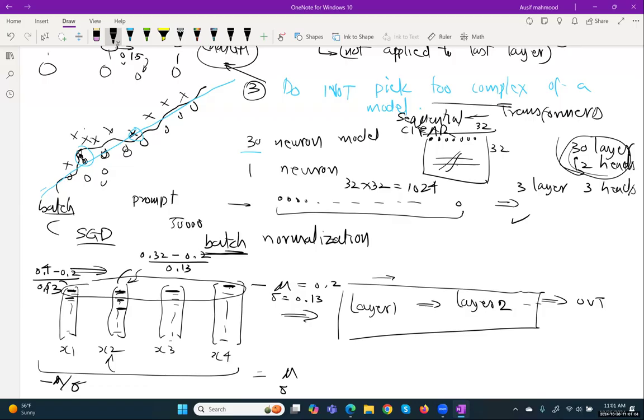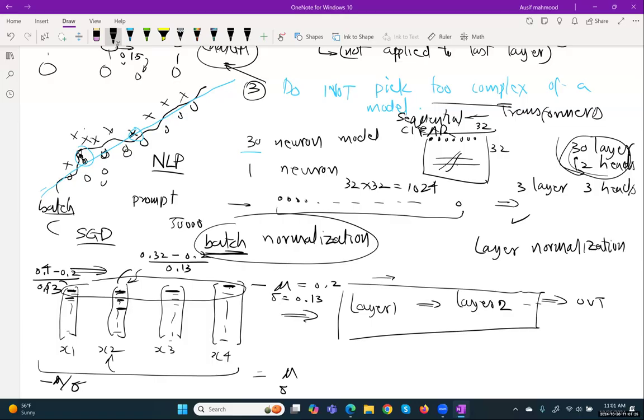For those of you who are in the NLP course, the large language model course, there we don't use batch normalization. There we use layer normalization. So let me clarify, why don't we use batch normalization over here?